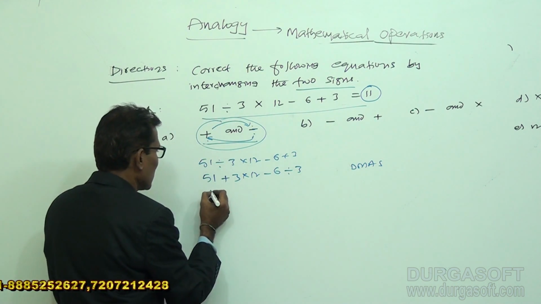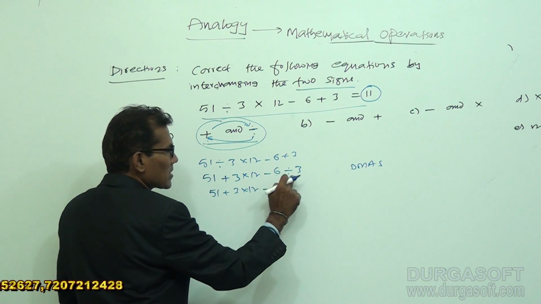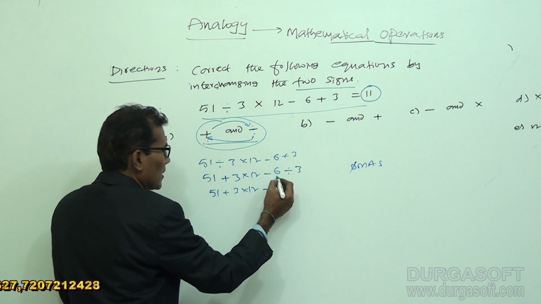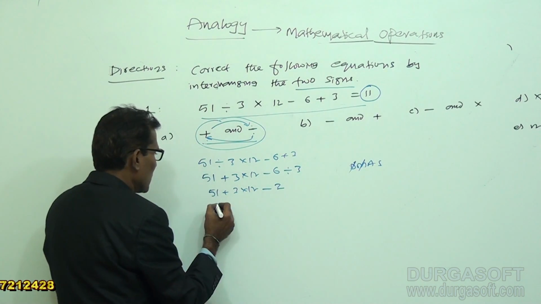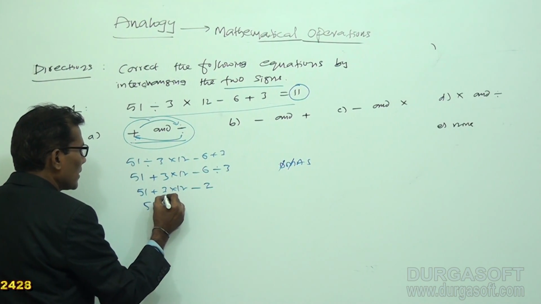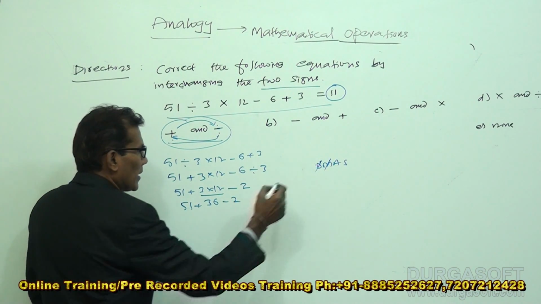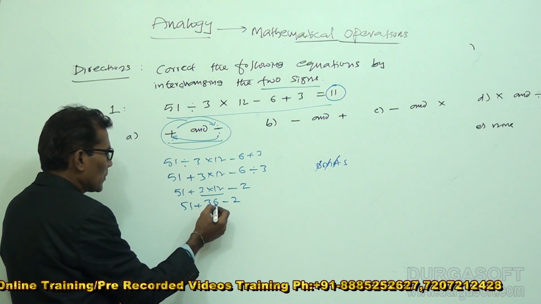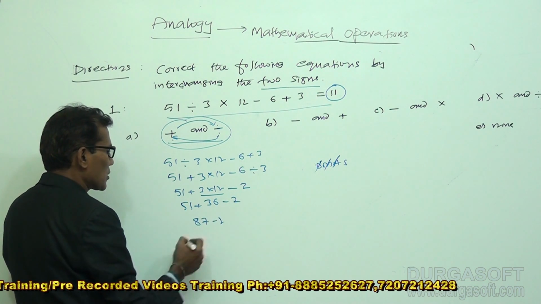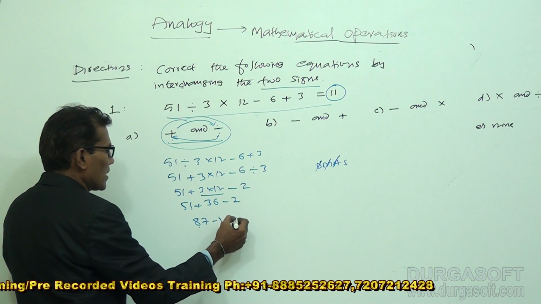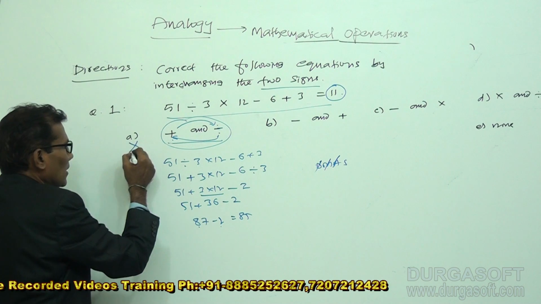First division. So this is 51 plus 3 into 12 minus 6 divided by 3. We are applying the division. 6 divided by 3 is 2. And again the multiplication. So 51 plus 3 into 12, it is 36 and minus 2. And then addition. Addition is 51 plus 36. It is going to be 87 and minus 2. 87 minus 2 is 85, but it is not equal to 11. Therefore option A is wrong.